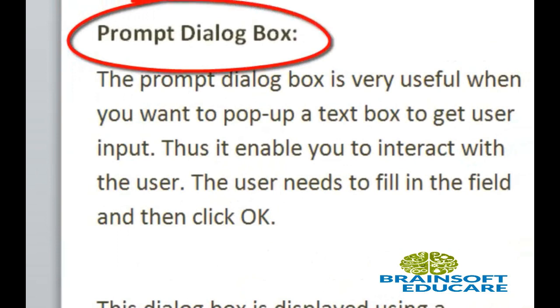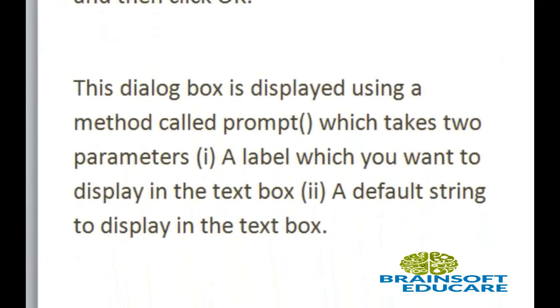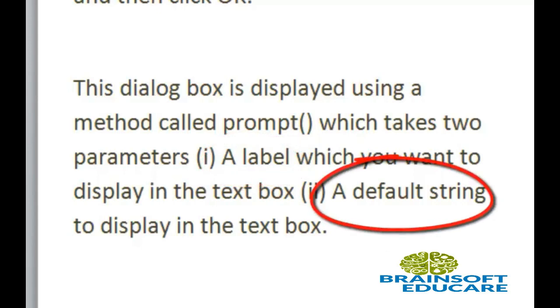Now let's see our third dialog box, prompt dialog box. The prompt dialog box is very useful when you want to pop up a text box to get user's input. Thus it enables you to interact with the user. The user needs to fill in the field and then click OK. The dialog box is displayed using a method called prompt, which takes two parameters. First, a label which you want to display in the text box, and second, a default string to display in the text box.